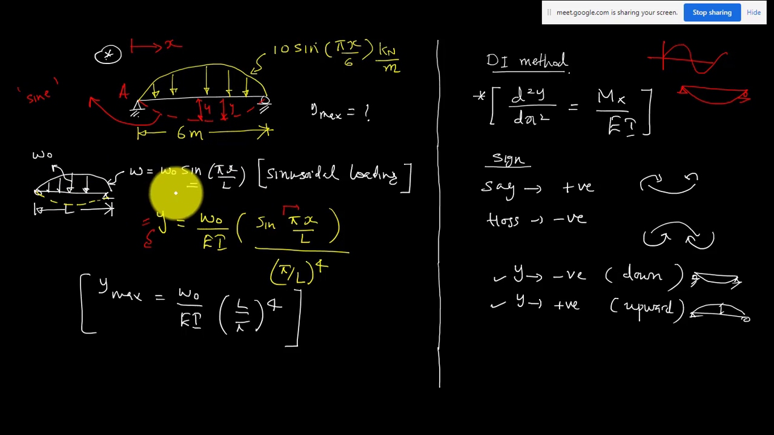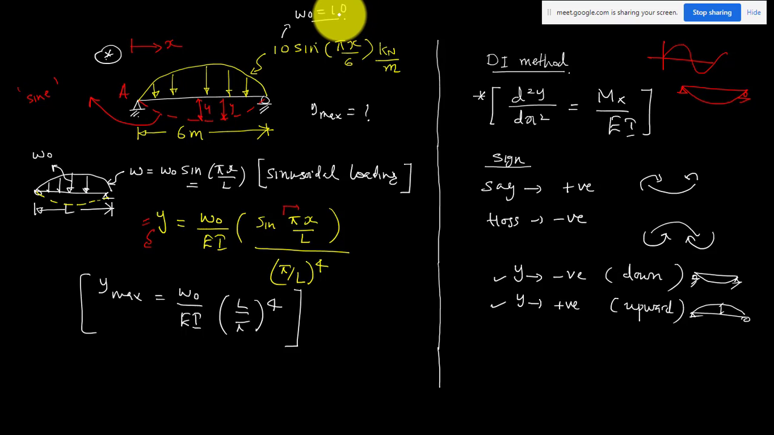So just compare this given loading with this equation. I have pi x by L, pi x by 6. So what is 6 for the given beam? 6 meter span. So for this case, you can see W0 is the load intensity in kilonewton per meter at the center or midspan. So for our case, what is the value of W0? W0 is 10.